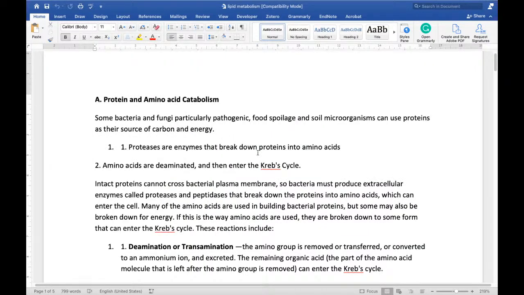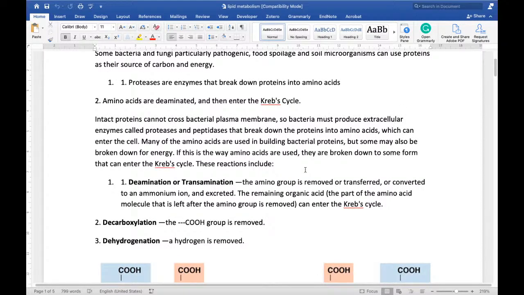So protein and amino acid catabolism. Some bacteria and fungi, particularly pathogenic, food spoilage and soil microorganisms, can use proteins as a source of carbon and energy. Proteases are enzymes that break down proteins into amino acids, and amino acids are first deaminated, then enter the Krebs cycle.